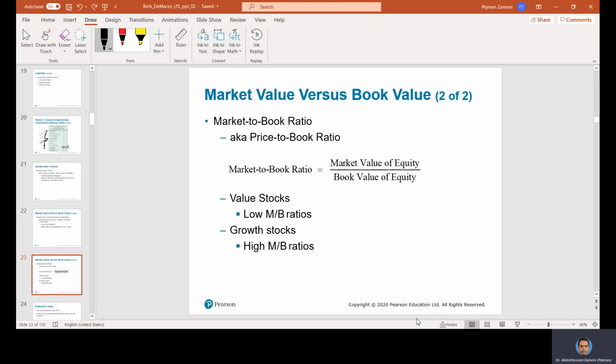Okay, market value versus book value, also called the price to book ratio, is the market value of equity divided by the book value of equity. It is one of the ways of evaluating the stock of the company, or actually the value of the company. If this ratio is low, it indicates value stocks, and if it is high, growth stocks. It depends on the strategy of the investors, what type of investor they are, and whether they decide to buy growth or value stocks.